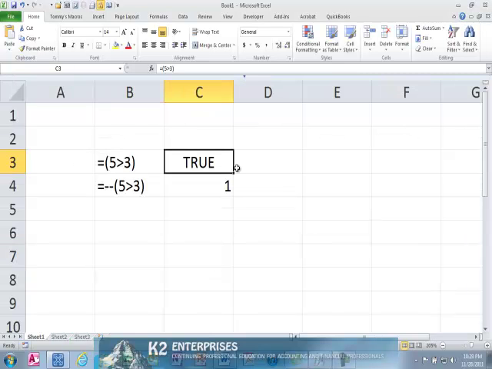In the very simple examples currently shown on screen, cell C3 contains the formula currently shown in cell B3, that is, equals parentheses 5 greater than 3, close parentheses. Now, because that condition is true, the result of the formula is true as pictured in cell C3. However, the formula in cell C4 is that currently shown in cell B4, which is equals minus minus parentheses 5 greater than 3, close parentheses. And even though the condition is still true, the result of the formula appearing in cell C4 is 1 because of the presence of the double minus signs.